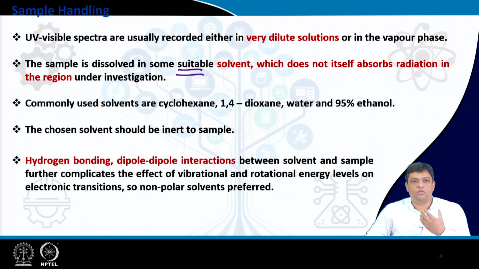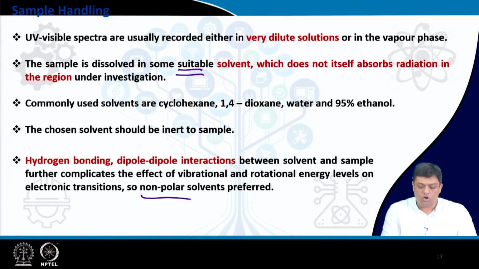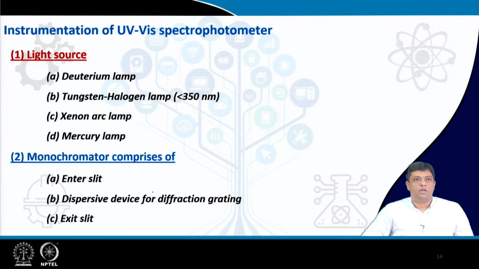So, once you have set these conditions, you will find that this leads to preferred conditions where non-polar solvents are mostly recommended for such kind of measurements. Now, let us start moving towards the instrumentation of the whole UV-Vis spectrophotometer, and then we will discuss the data collection and how that is used to extract information regarding the energy band gap in semiconductors.